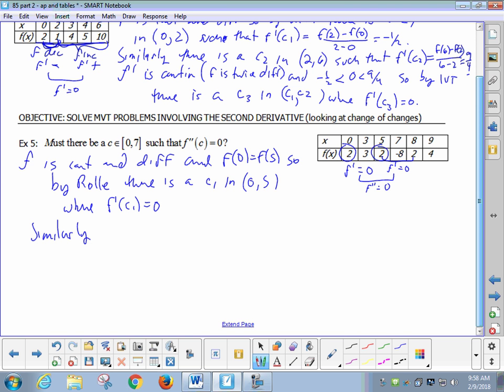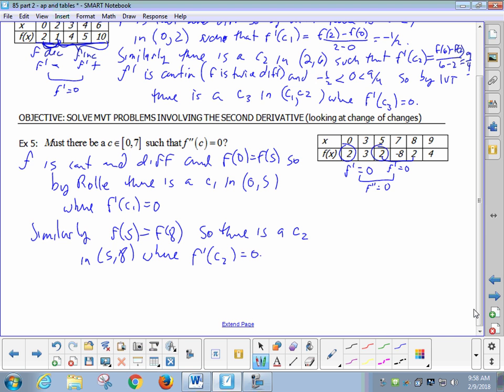Similarly, now, as far as similarly, the continuous differentiable is cool. The Rolle's is cool, but I do have to talk about the y's being equal somewhere else. So I need to say F at 5 equals F at 8. So there is a C2 in 5 to 8, where F prime at that C2 is 0. That's the hard part.